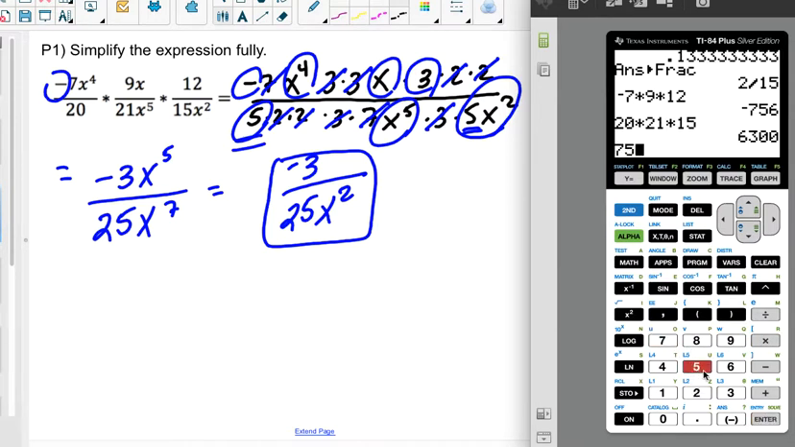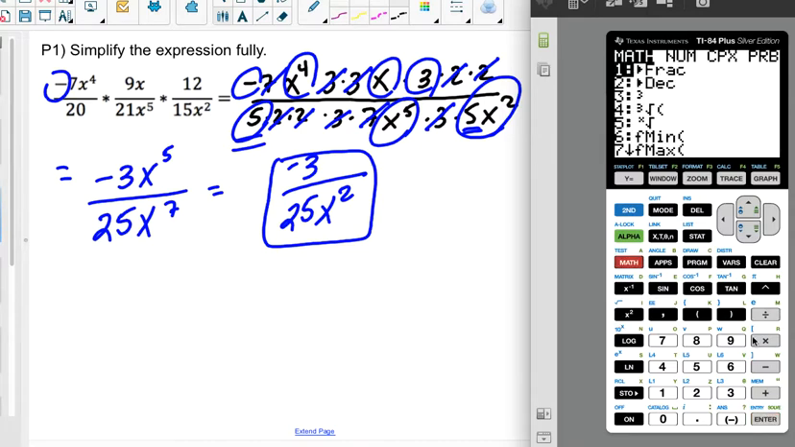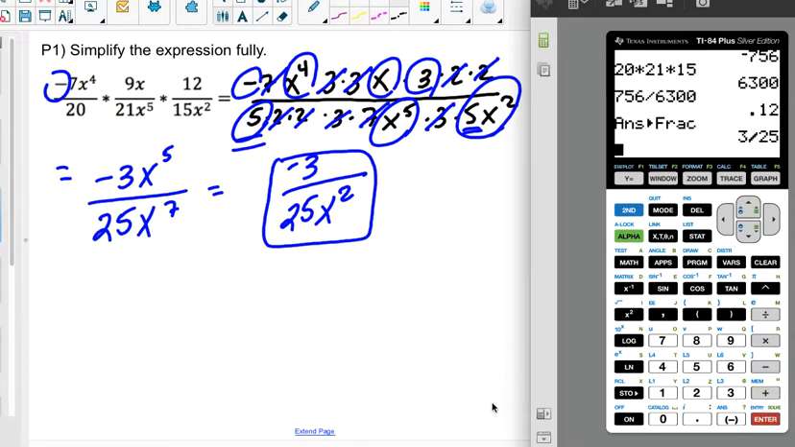And I can do that, 756 divided by 6,300, and then I can math frac. Math frac, and there's your 3 over 25.